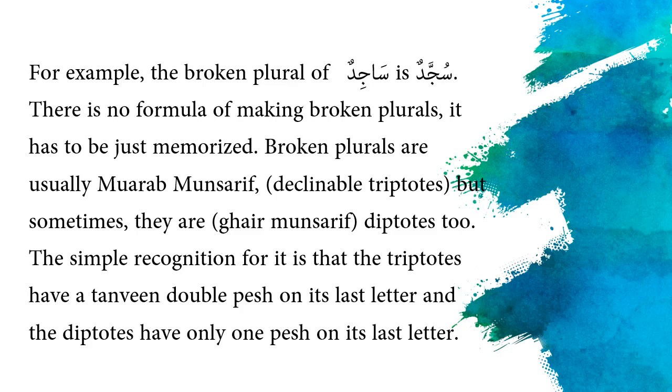Broken plurals are usually mu'arrab munsarif, declinable triptotes, but sometimes they are ghair munsarif, diptotes too. The simple recognition for it is that the triptotes have a tanween or a double damma on its last letter, and the diptotes have only one damma on its last letter.